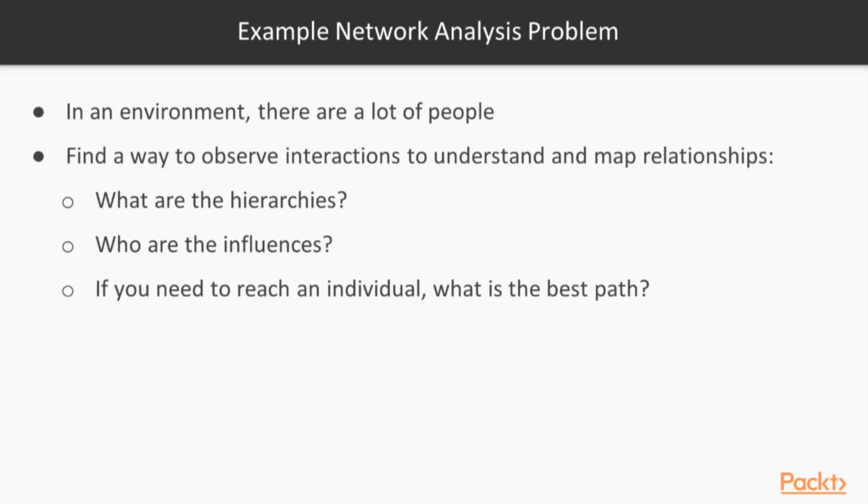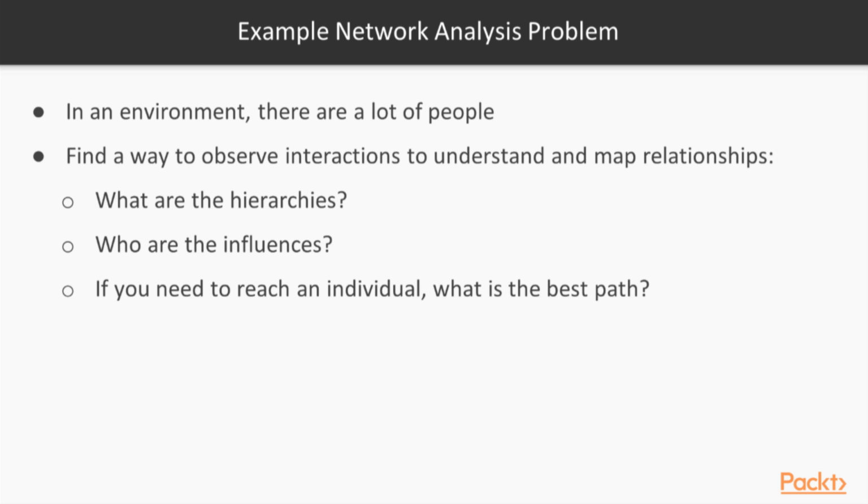Now, one example of a network analysis problem is an environment where you have a lot of different people and you don't necessarily know all those other people. You want to look across that group and ask, how do I observe the interactions between these people in order to figure out who they are and how they communicate? Most organizational structures have some level of hierarchy. So can we just look at an environment, monitor the flow of communication, and pick out those hierarchies?